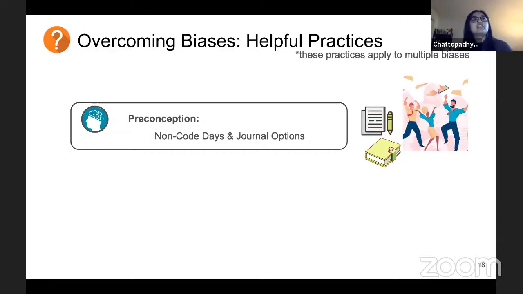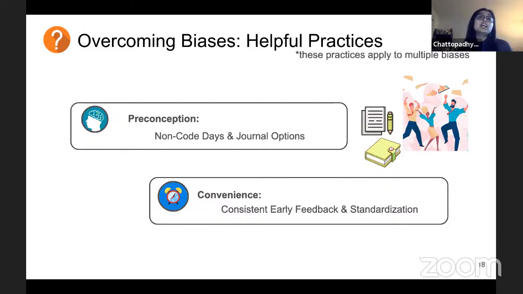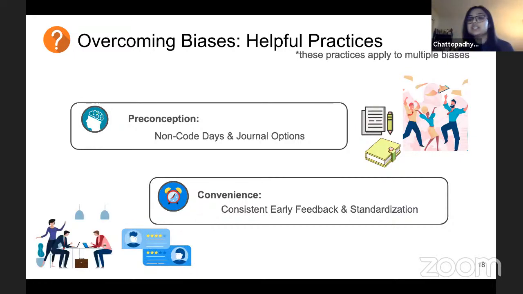Another bias is convenience bias that we talked about. Practices like early, consistent feedback, like design review, code review, customer review, or sprint meetings also help us catch these convenient quick-fix decisions that developers make early on, as well as having standard practices like impact analysis implemented across the organization, which also help prevent convenience bias.